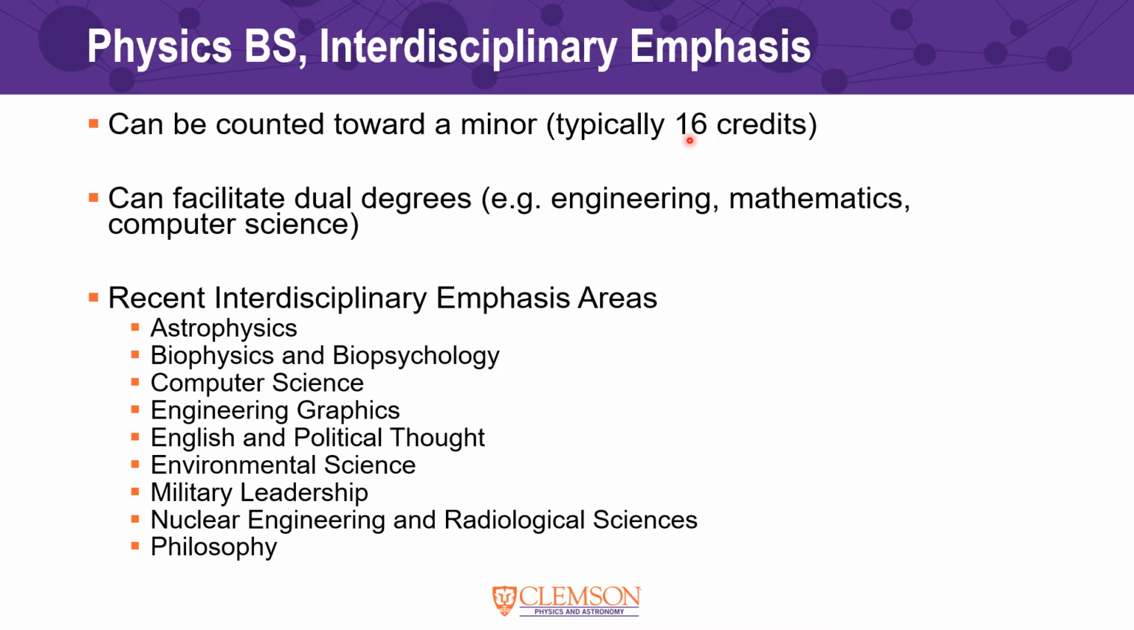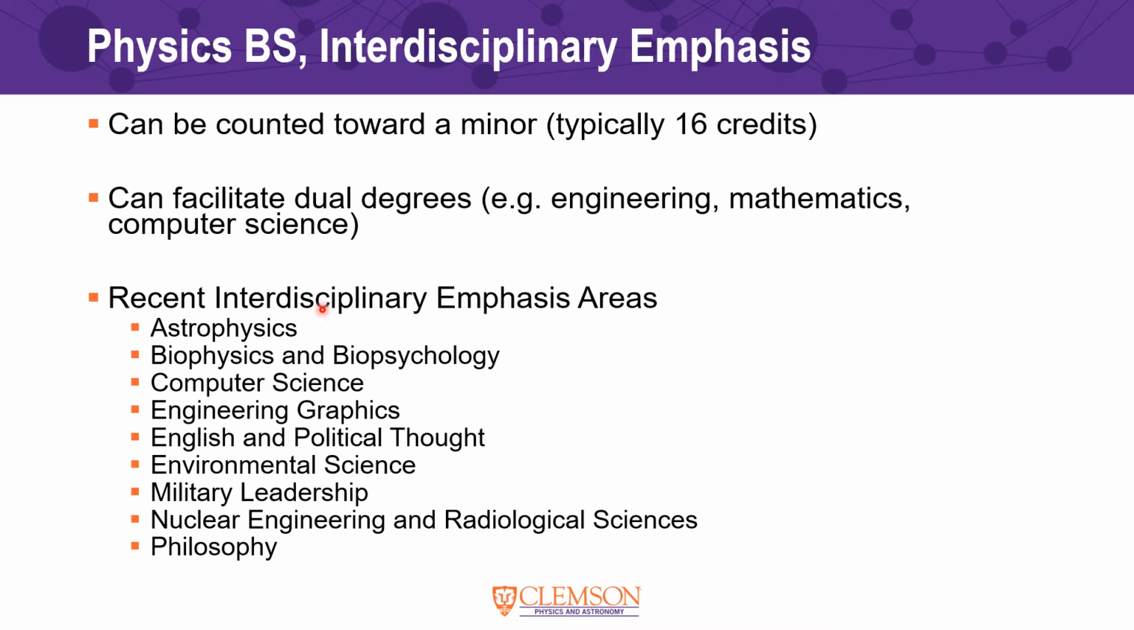Typically that's 16 credits, so we allow you to double count the 21 credits of your emphasis. Whatever fraction of those needs to go toward a minor, you can count them both for the physics BS and for the minor. A fraction of these can also instead facilitate a dual degree, so you may want to get a physics degree and get a degree in engineering or mathematics or computer science, and we have plenty of examples of students who do that. The interdisciplinary emphasis area is kind of wide open.